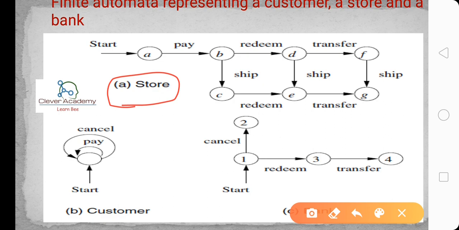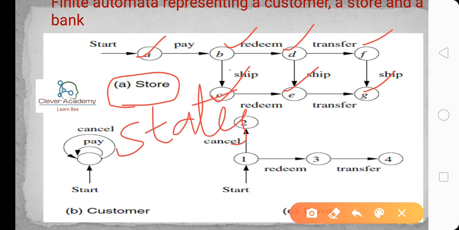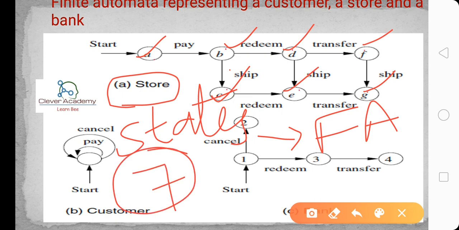The store starts with A, B, C, D, E, F, G. These are all the states to represent the finite automata. I have totally 1, 2, 3, 4, 5, 6, 7 states, so only for the store we have 7 states.